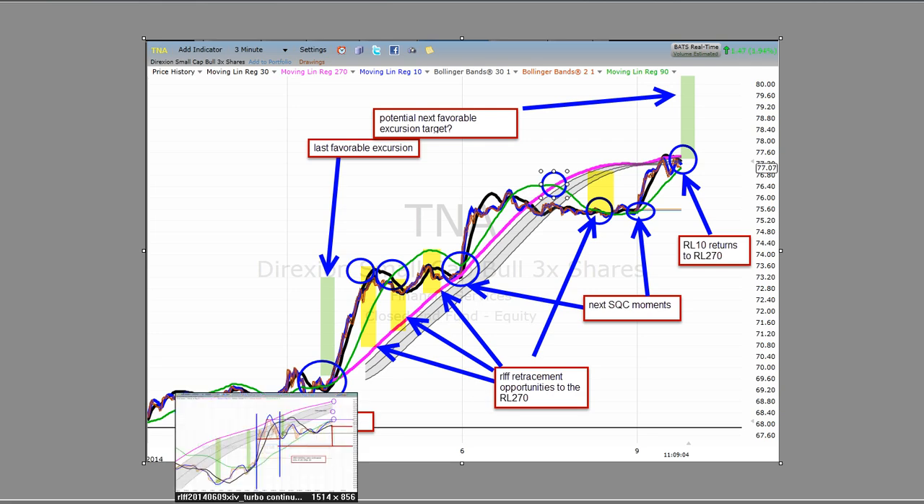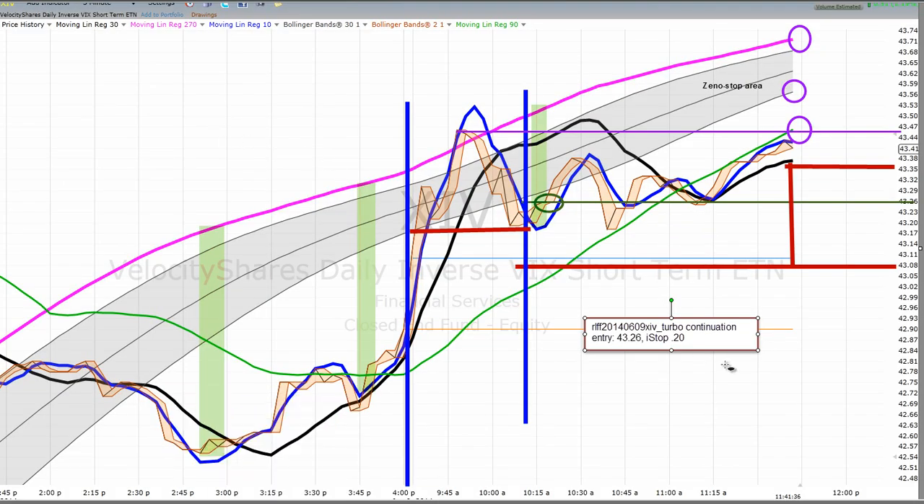So there's a certain symmetry to this. This was a continuation pattern on the XIV Turbo, which we have been playing since 36 to the upside. It's the gift that keeps on giving. So this is today. And now we've zoomed in. You can see the 270.